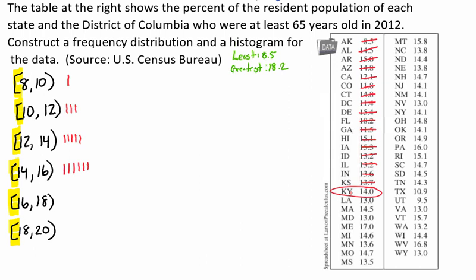So here we have a 14. So that means we want to go where the 14 is included, which is going to be here where the 14 is in the closed bracket. So we're going to put 14 there. So this is kind of the most time-consuming part, really, is putting all of our data into our frequency distribution.